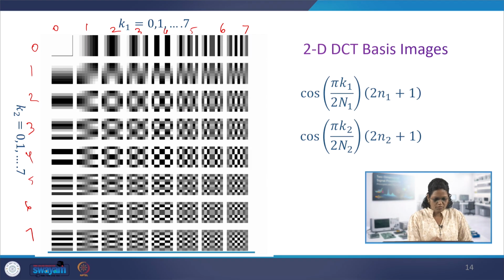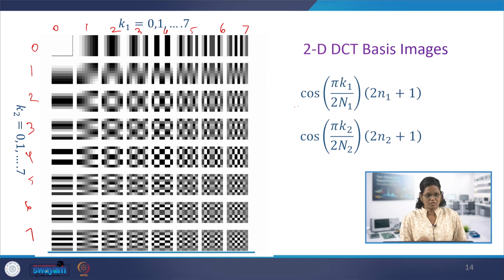When both k1 and k2 exist in this function, this would give the pattern in the center, and the pattern varies depending on the k1 and k2 values. Here we can also see the horizontal and vertical patterns for 7 and 7. These are the basis images for the DCT. If you know these basis images, then from the obtained coefficients we can get the reconstructed signal as well.